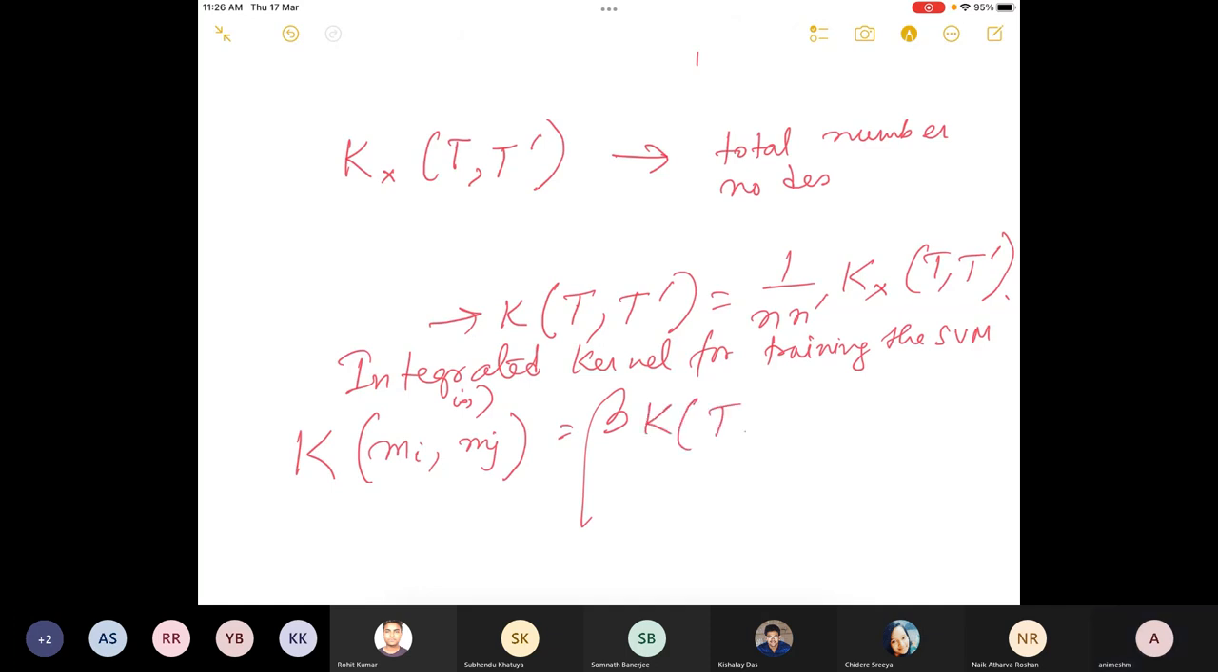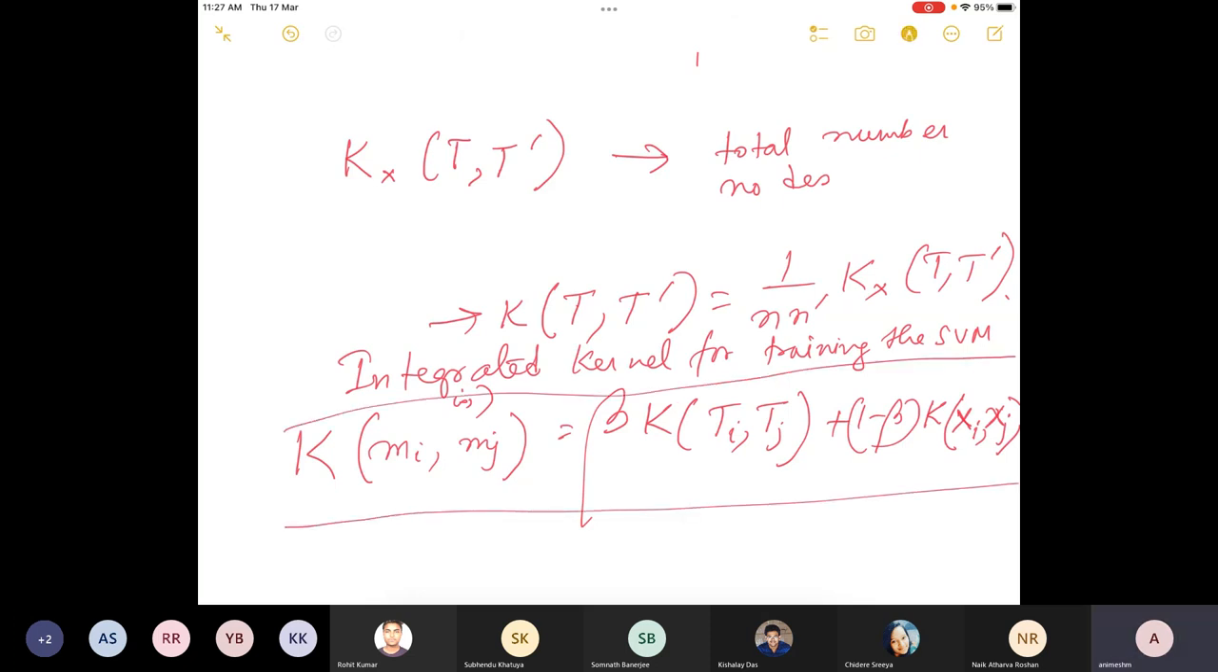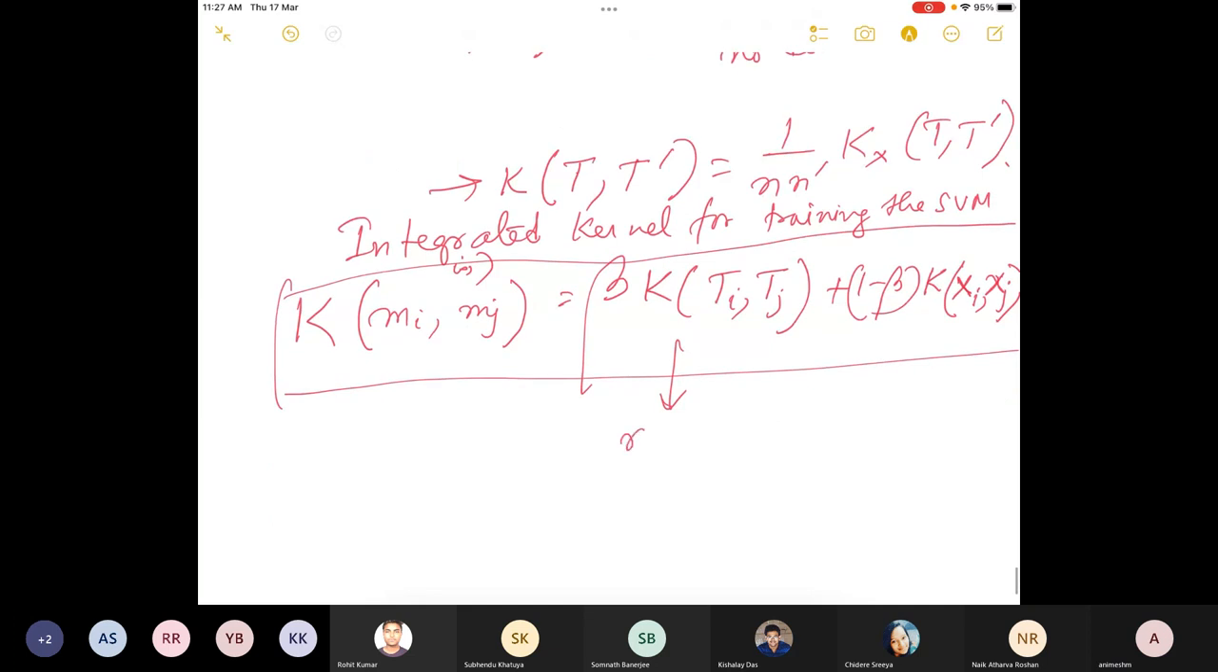beta times the normalized kernel of Ti and Tj, where Ti and Tj are the two propagation trees corresponding to the two root messages Mi and Mj, plus 1 minus beta times the feature kernel. So this is how we combine the two kernels. One is the random walk kernel, and the other is the feature vector kernel. We make a linear combination of these two and control the combination using the parameter beta.